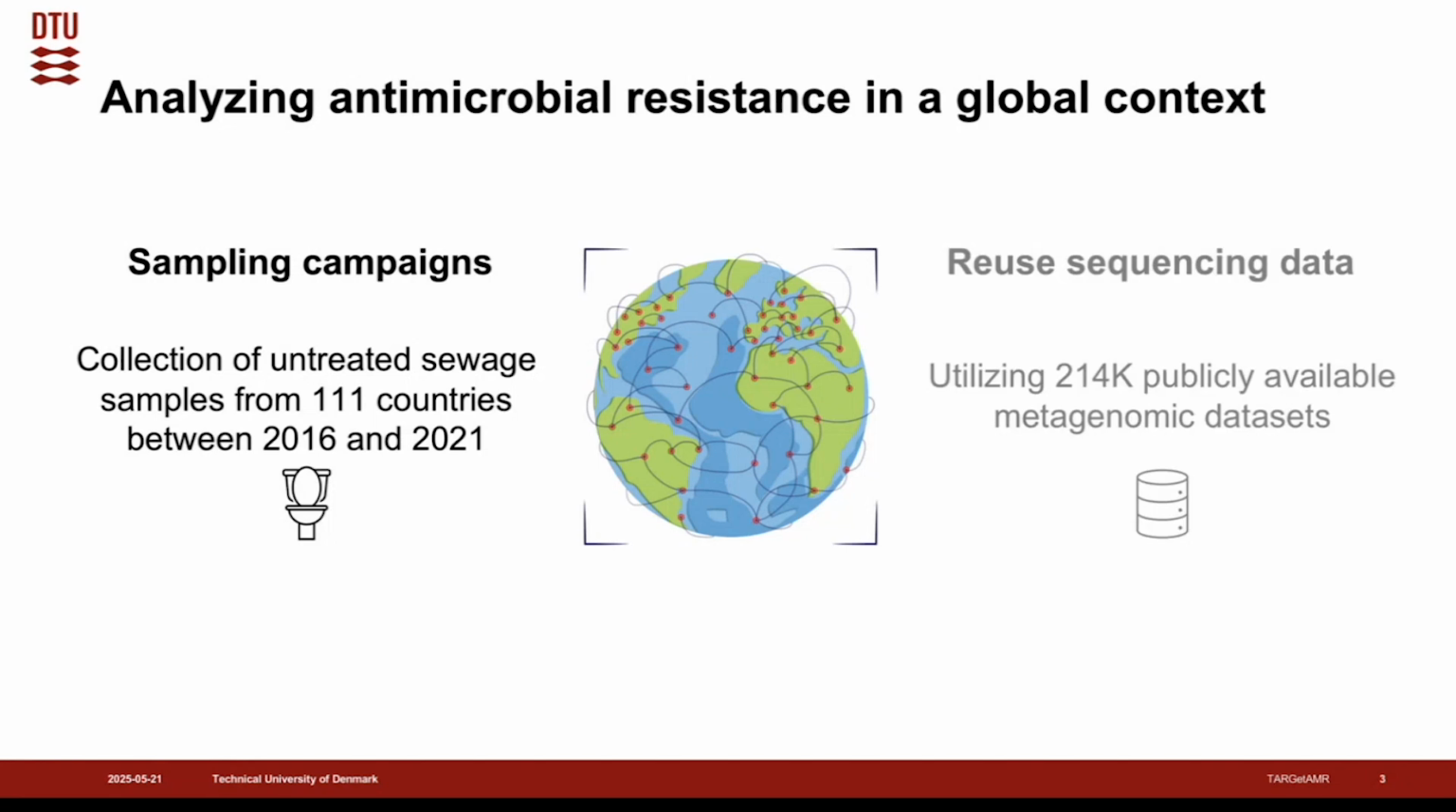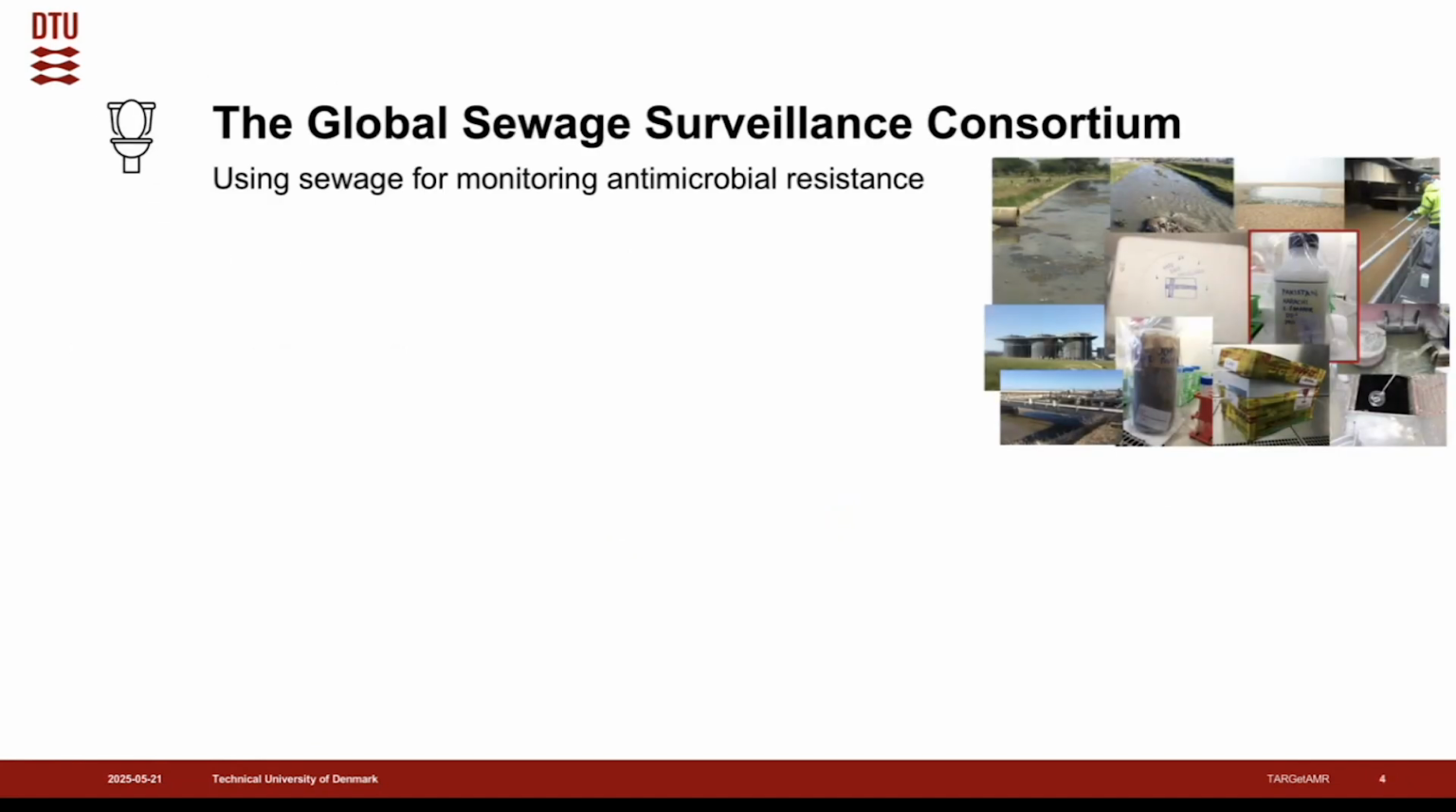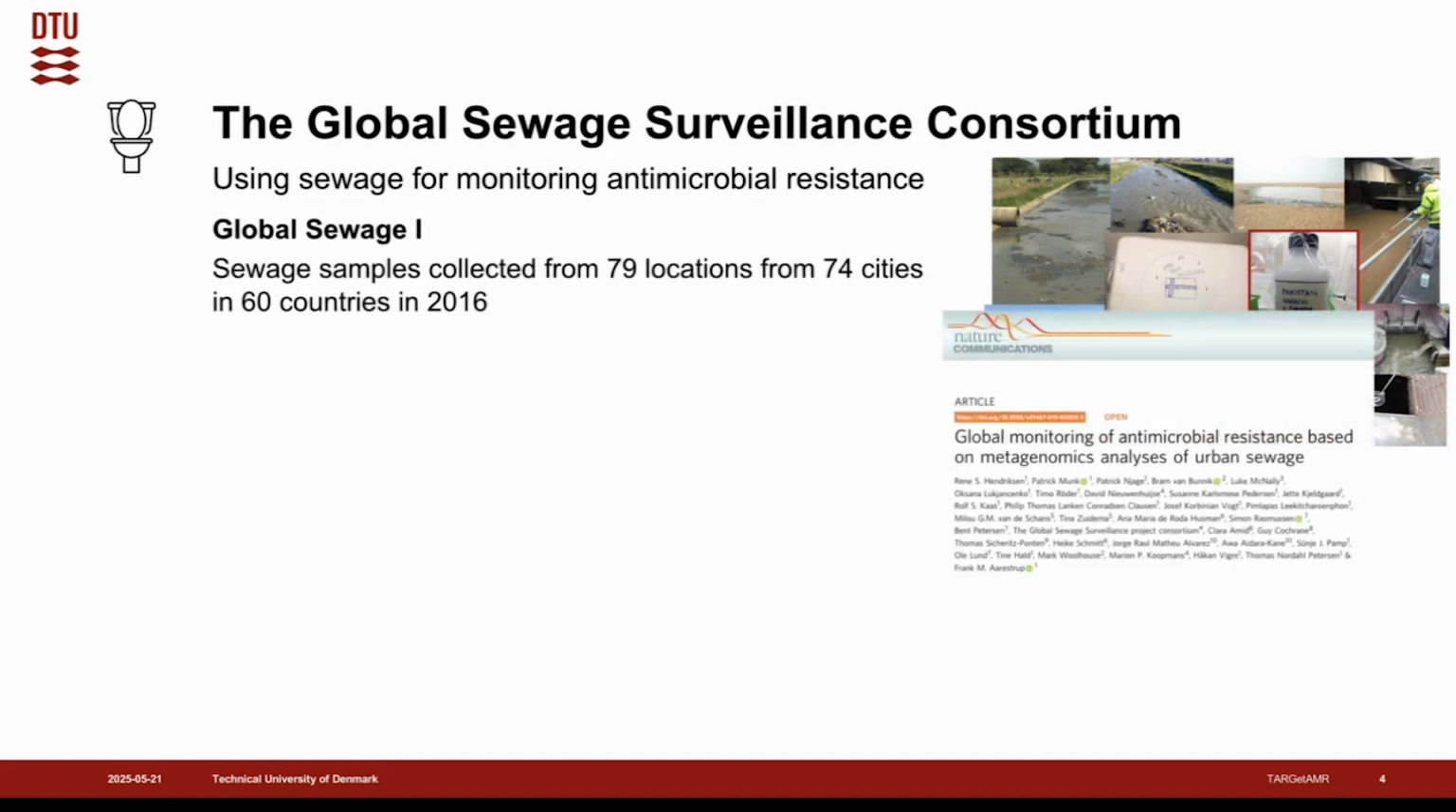So sewage is quite relevant these days. The pandemic really showed the potential that is out there of using our wastewater for surveillance. So the Global Sewage Surveillance Consortium was established, I guess, a little bit before 2016, where the goal was to explore how we can use sewage for monitoring antimicrobial resistance. This goes back a while. The first global sewage paper came out in, I think, 2019. It described the samples that were collected in 2016. This was a pilot study, but actually from 60 different countries.